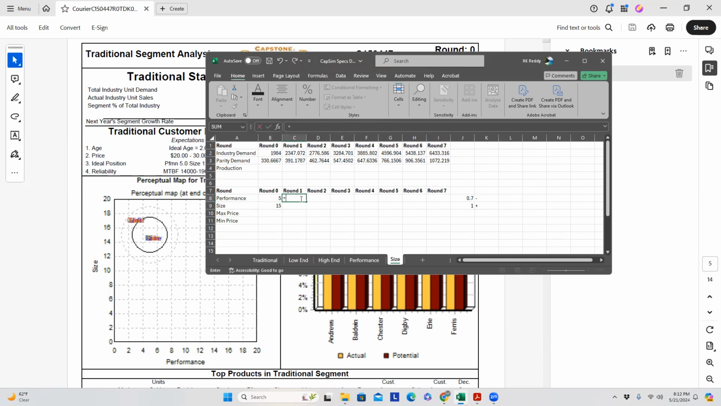Basically, in round 1, I need 5.7 and so forth. This is plus. This is minus. I'm doing this in the wrong place. For traditional, this is 5 and this is 15. They want 5 plus 0.7.